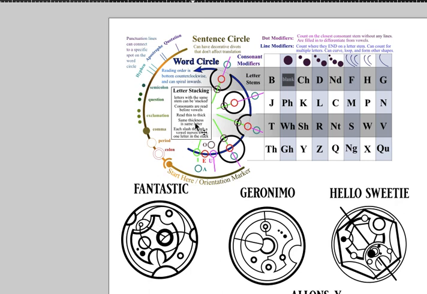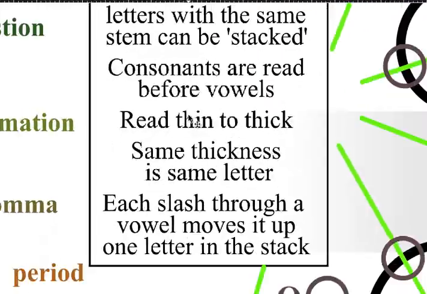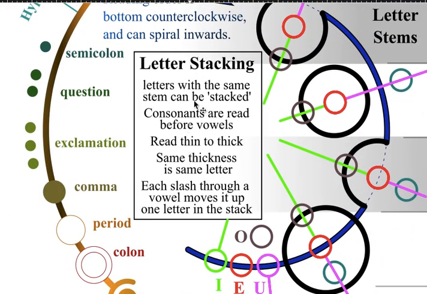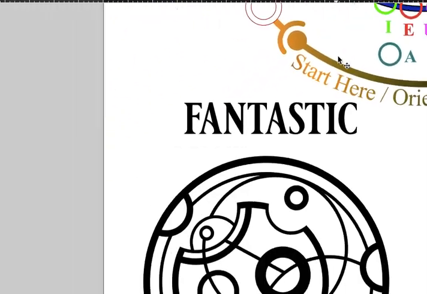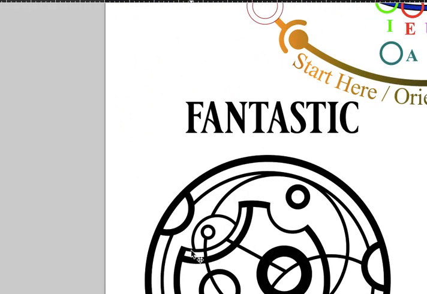Okay, and then the same letters, the same thickness. So these are 2 different letters because they're 2 different thicknesses. And because of that, we read thin to thick. Let me zoom in on these rules really quick. So yeah, this is the rules for letter stacking. And that means we have this thin one with 1, 2, 3 lines read before this thick one with no lines ending on it, read before the vowels. That would be an S, T, and then an I.